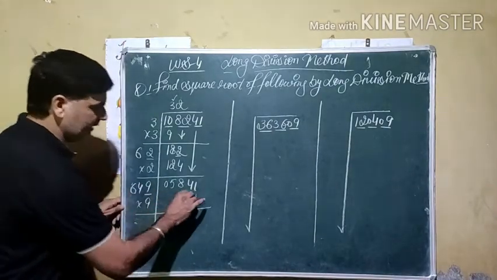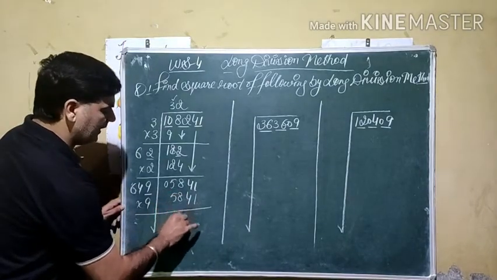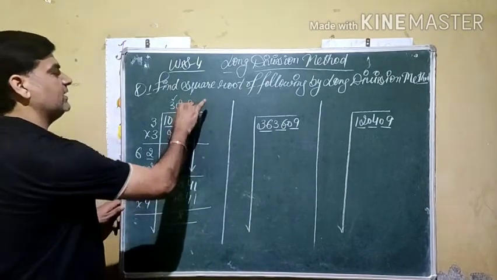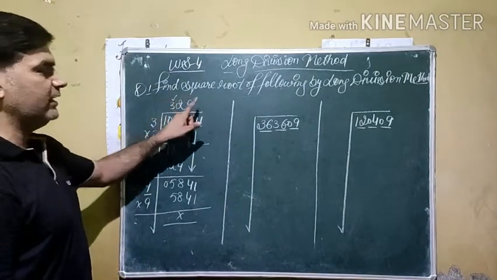9 4s are 36 and 8, 44, 4 carry. 9 6s are 54 and 4, 58. So the last digit comes out here 9. So square root of 108,241 is given by 329.